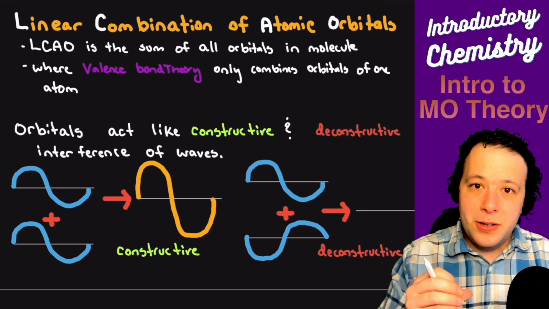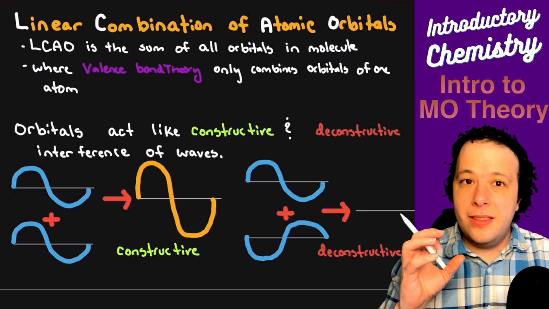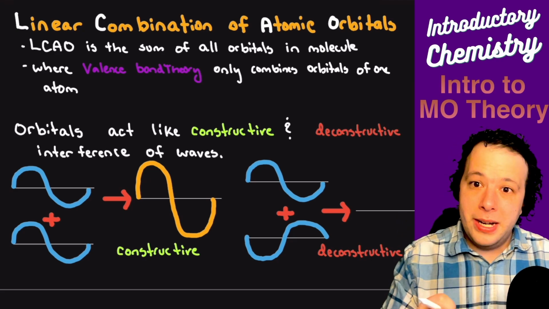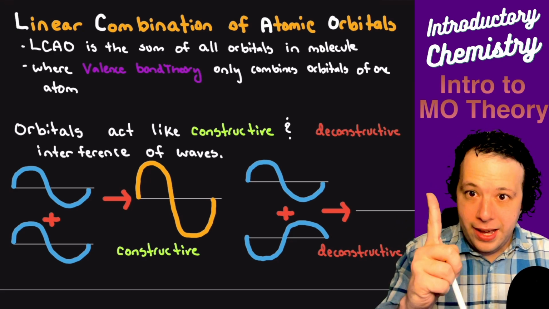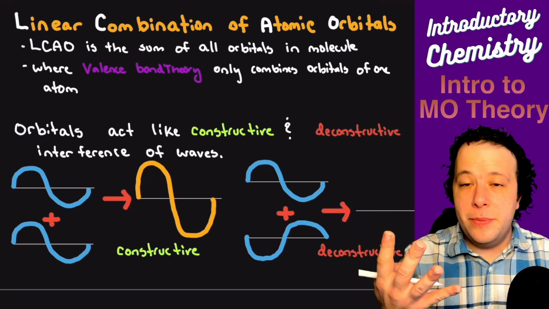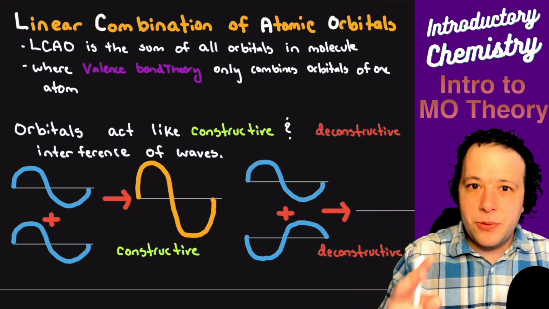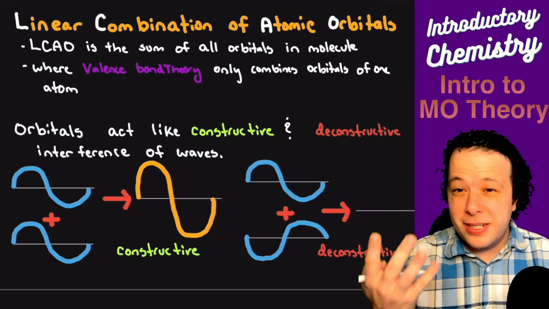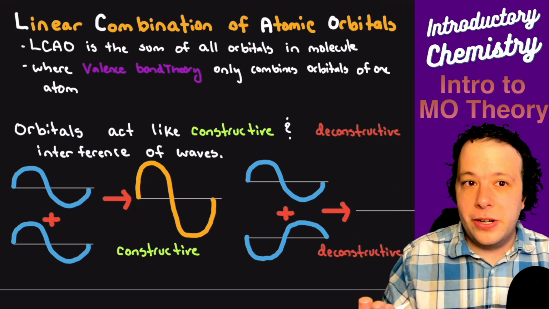Now, the difference from valence bond theory is that valence bond theory only combined the orbitals of one atom. This is talking about two or three or four combining together to make a giant molecule. In our case, we're just going to stick with two just to make it easy because we're beginners, right? We're just starting off to understand.